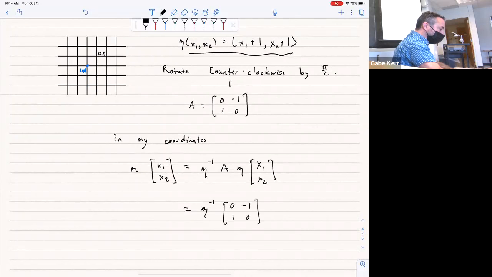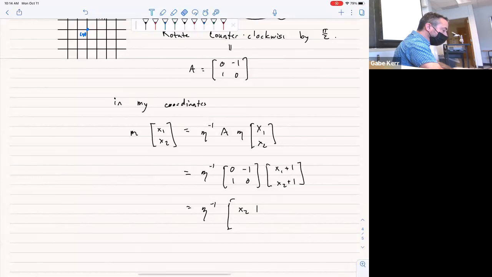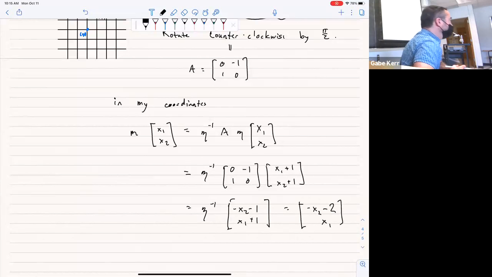Now I can add 1 to both of these: x1 plus 1, x2 plus 1. I multiply this matrix. I'll get x2 plus 1, then minus x2, sorry, and x1. And then I have to subtract 1 from each. So I get negative x2 minus 2 and x1. Yeah, for me. Let's just check.